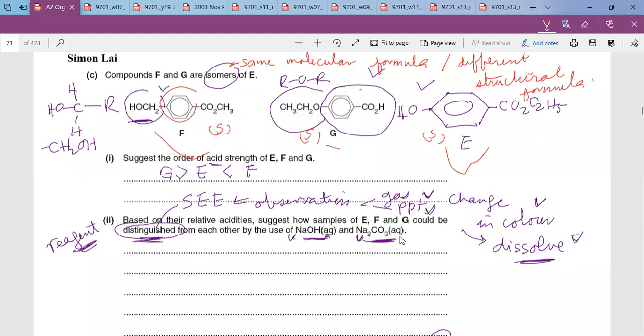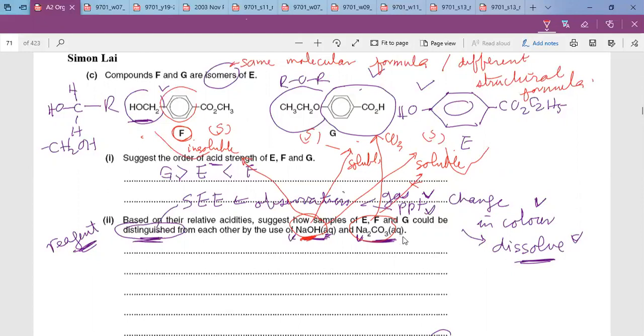So remember, if you use NaOH, which is the medium base, who will not dissolve? The alcohol, so F will be insoluble in NaOH. But the carboxylic acid is soluble in NaOH, and the phenol is soluble too. So G and E are soluble in NaOH, but F is insoluble, which means I can distinguish F from E and G already. Second, when I put sodium carbonate onto G and E, who will give me effervescence? Only G, giving carbon dioxide.